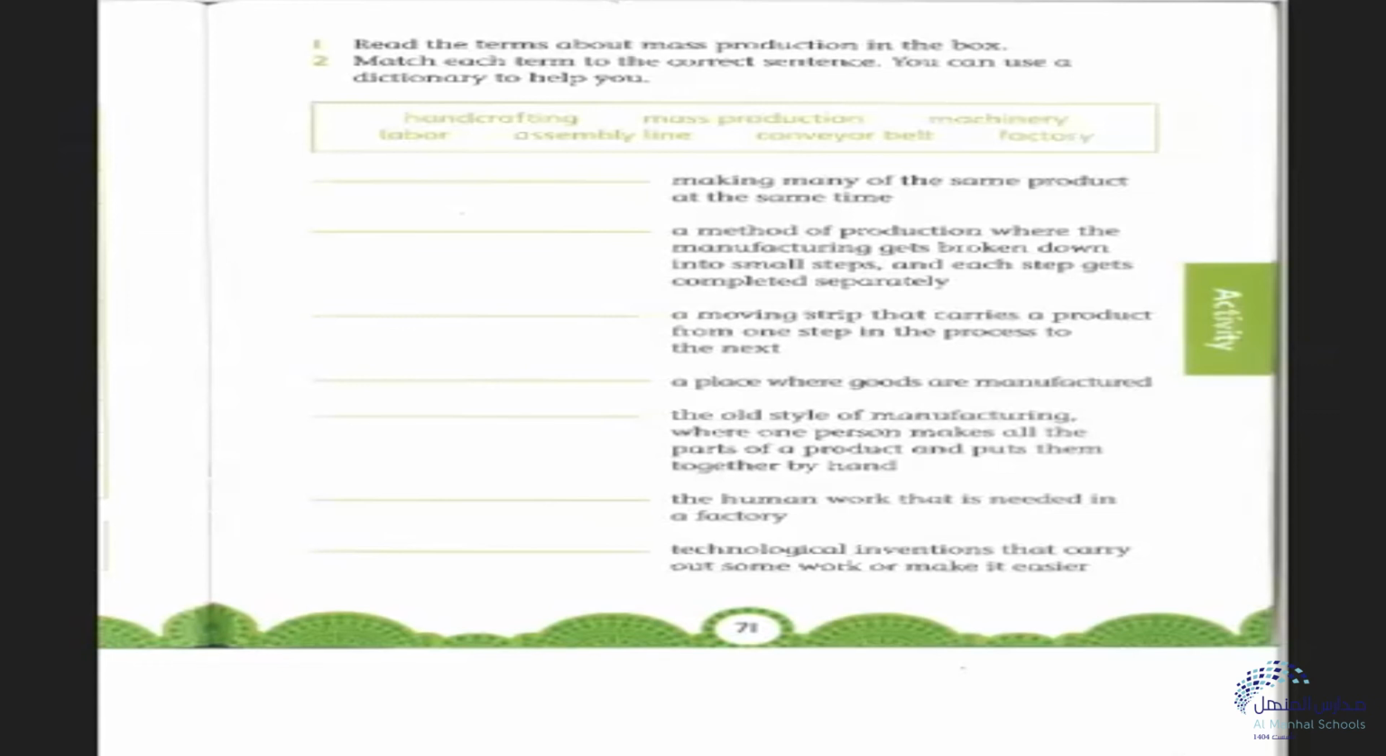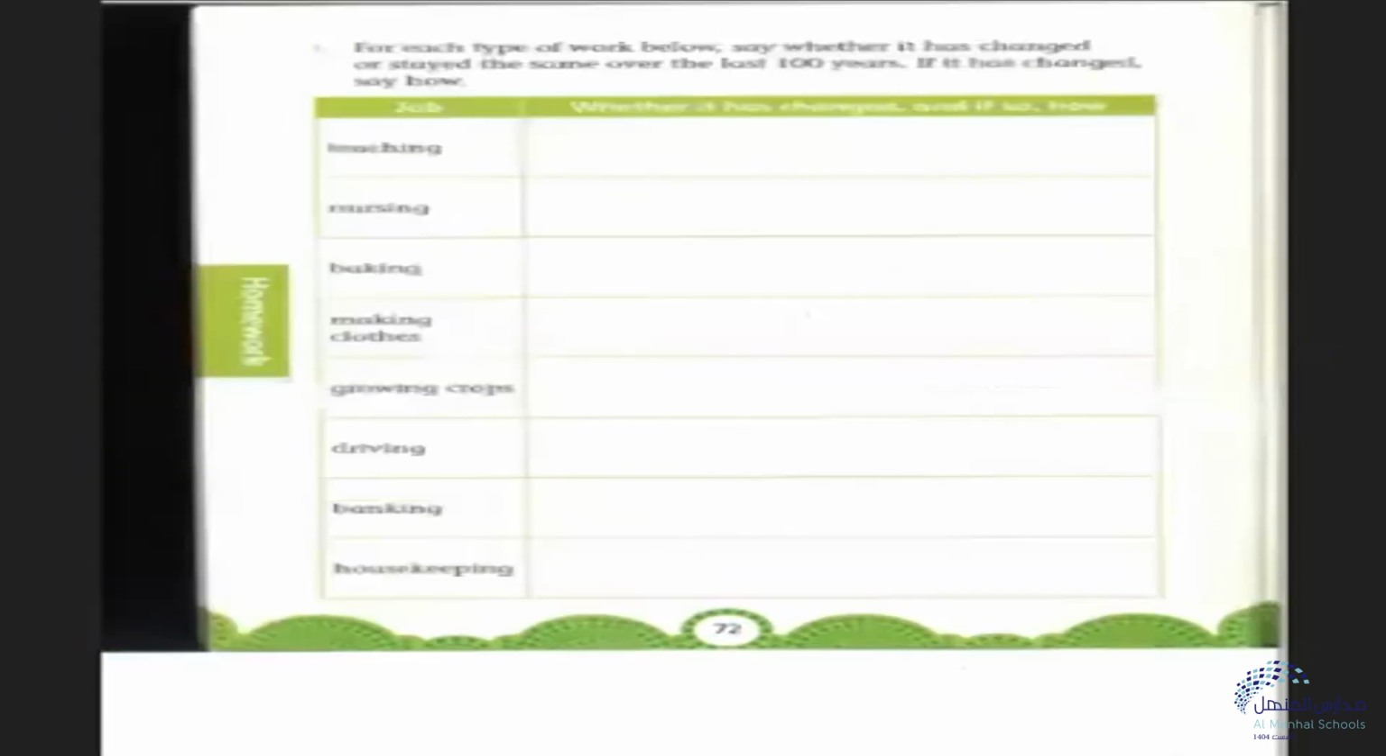Let's go to page 72. Page 72. What you must do there, grade 4, you must tell me how certain things changed over the last 100 years. There's a concept there. Let's go quickly through it. Remember, we are in our social studies activity book.